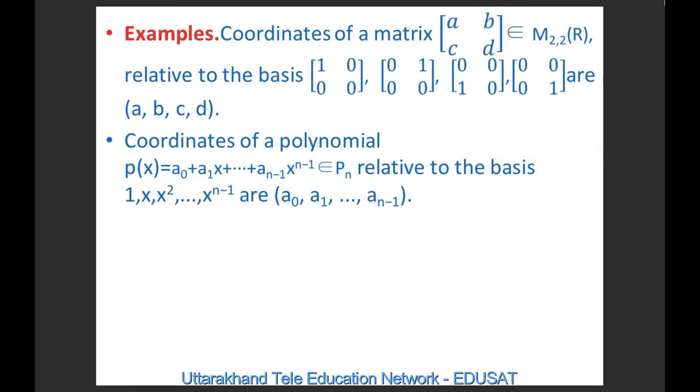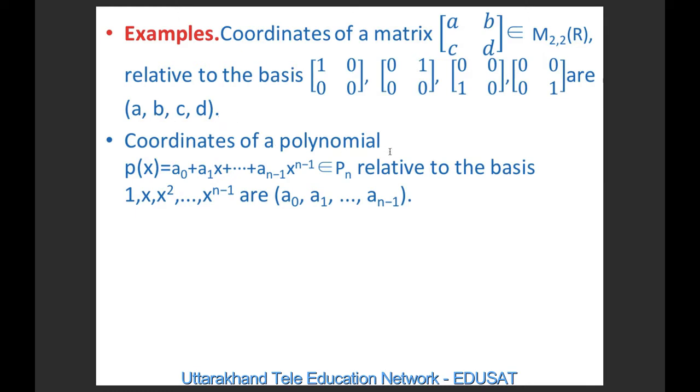For example, the coordinates of a matrix A, B, C, D, this is a 2 by 2 matrix, relative to the standard basis of 2 by 2 matrices, are A, B, C, D. These are standard bases, and these are matrices of order 2 by 2. So the coordinates of this matrix with respect to the standard basis are A, B, C and D.